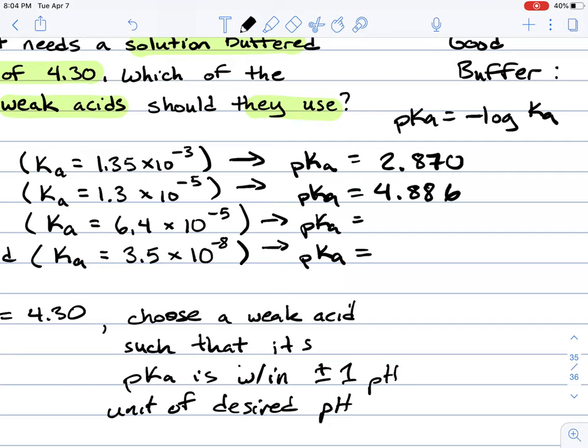So negative log of 6.4 times 10 to the negative 5. And so here I have 4.194. Oh, whoops. Actually, sig figs. So 4.19. Okay. And so since I have 2 sig figs, I'm just going to erase that. And then last but not least, I have negative log of 3.5 times 10 to the negative 8. And so that's going to give me a pKa of 7.46.